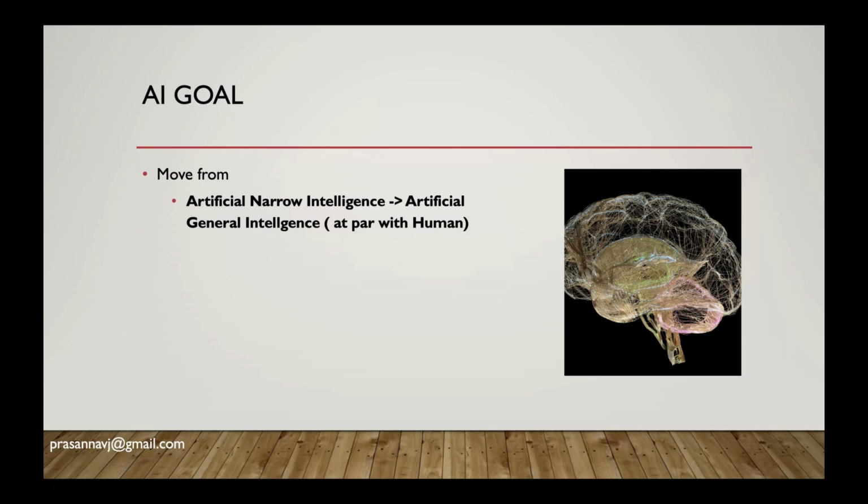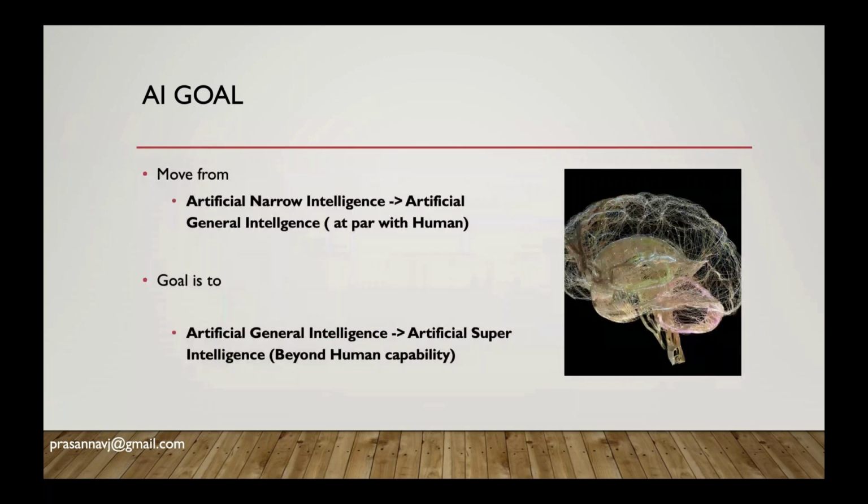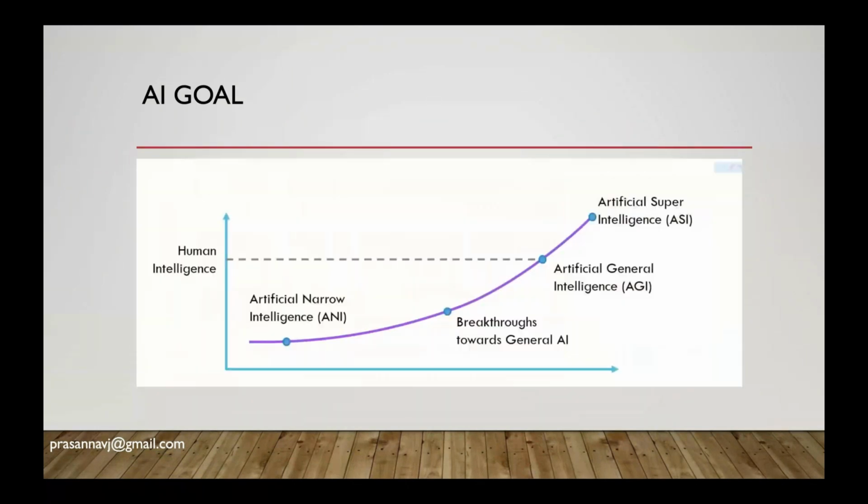But we don't want to stop there. The goal is basically to go to the next level of artificial super intelligence, and that is a long way to go. So currently, we are in the artificial narrow intelligence stage, and there are some breakthroughs that we see, like what we see in terms of neuro-symbolic.